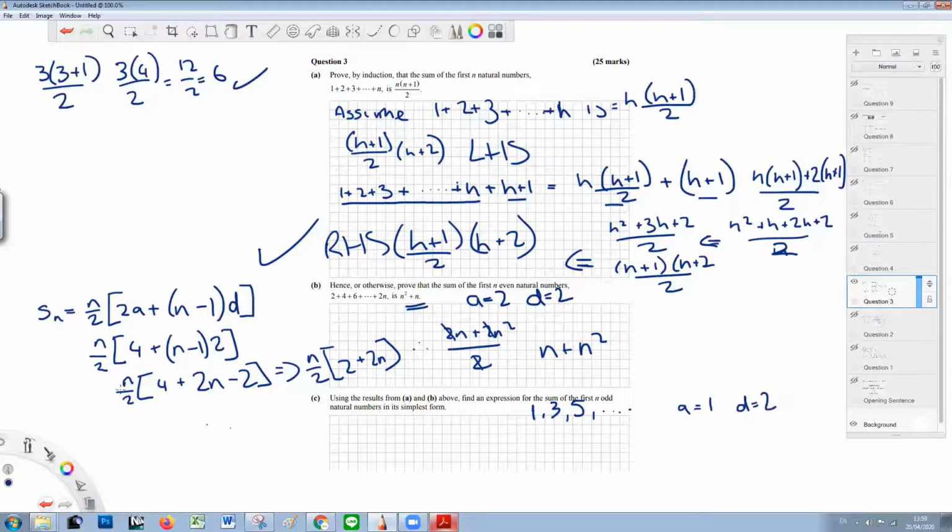and our common difference is going to be 2. So S_n is equal to n over 2 times (2a, which is just going to be 2, plus I'm going to have 2n minus 2 because it's going to be n minus 1 times my difference, which is still 2). And that very quickly is going to cancel with that. So I'm going to have 2n squared over 2, and my answer is n squared. So using the values, find the expression for the sum of the first n odd numbers in its simplest form, and that's your answer. Yeah, so that's that. Hopefully that was clear.